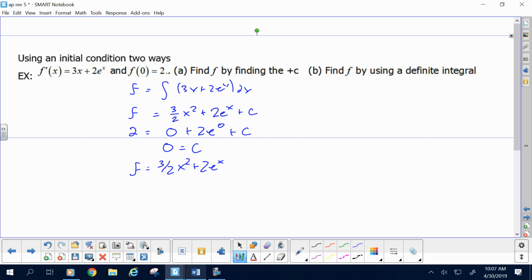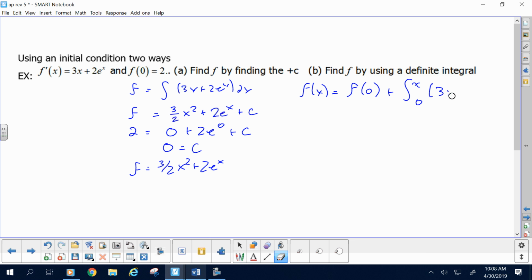That's one way. Another is by using a definite integral approach. Think start plus change, right? So f is the start, f at 0, plus the change from 0 up to any old point of the derivative. Now, if you write x there, then you really would use a dummy variable in here to hold the place until x comes in later. So maybe use u or t, I don't care. You with me?